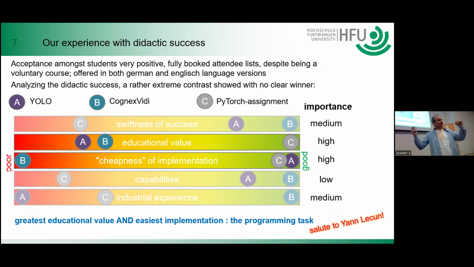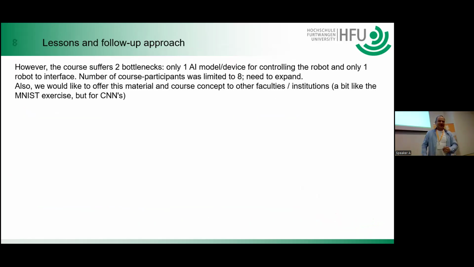So, salute to Mr. Jan LeCun. He really created an excellent exercise, which turned out to be extremely helpful, even when you program robots, not just video cameras. The course then had two obvious bottlenecks. We have only one AI model with this Complex Vision software and only one robot, but far more than 8 students who can join the course. So how can we expand this to offer more seats at the table?